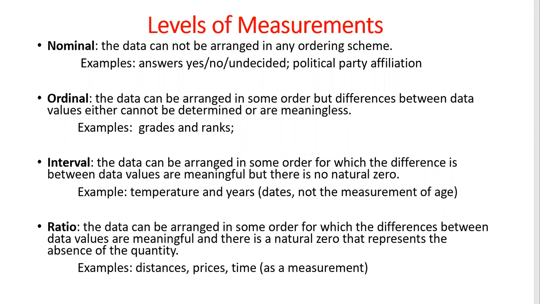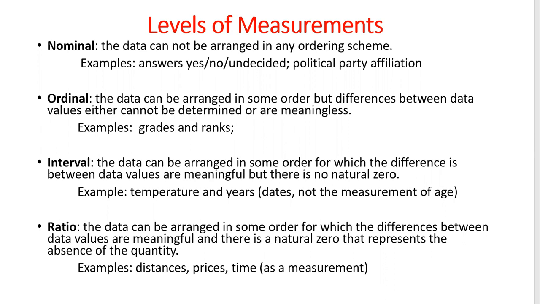So there is the nominal level, where the data cannot be arranged in any ordering scheme. So we cannot put it in any order. Examples are answers yes, no, or undecided, and political party affiliation.